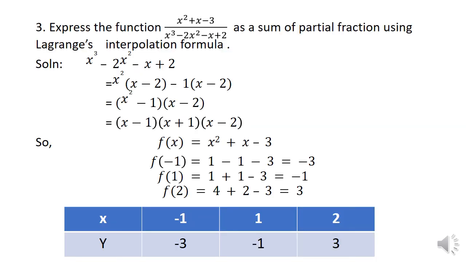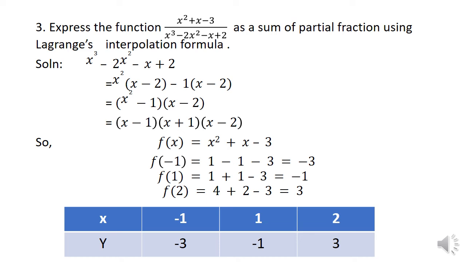The third problem, express the function x square plus x minus 3 whole divided by x cube minus 2x square minus x plus 2 as a sum of partial fractions using Lagrange's interpolation formula. Solution, take the denominator. We need to factorize that. It is a cubic equation.